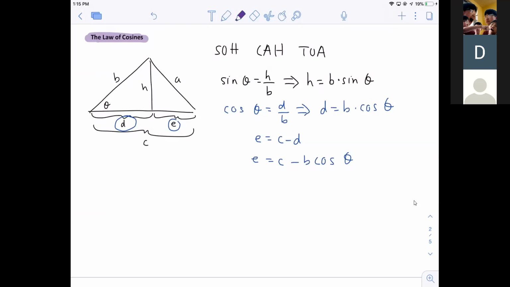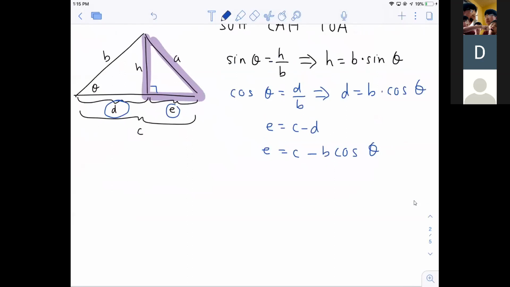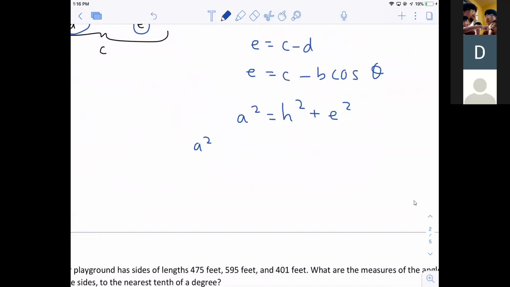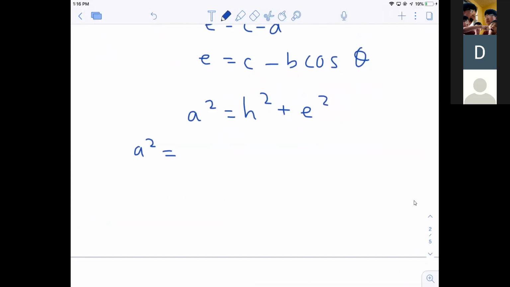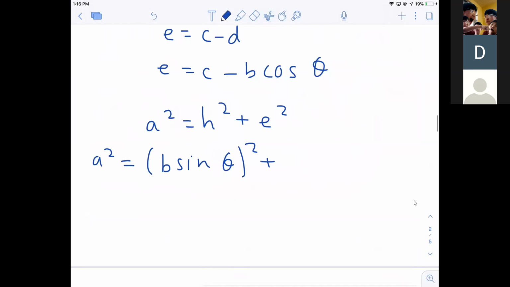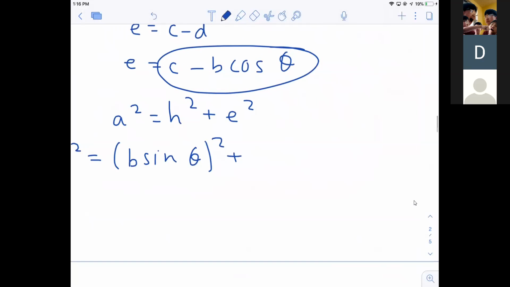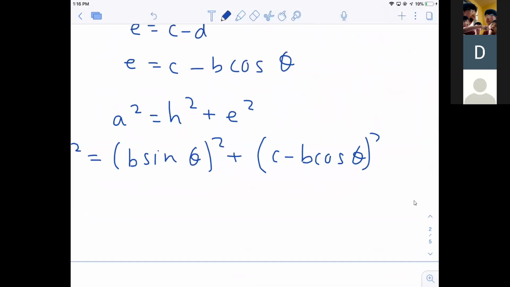And now I can use Pythagorean theorem on that right triangle. So we know A squared is equal to H squared plus E squared. Is that right? Yes. So the hypotenuse squared is equal to, what was the value of H that we found? H was B sine theta. So I'm going to plug it in. This is B sine theta squared plus, what was E? E was C minus B cosine theta, that entire quantity. So C minus B cosine theta in parentheses squared.